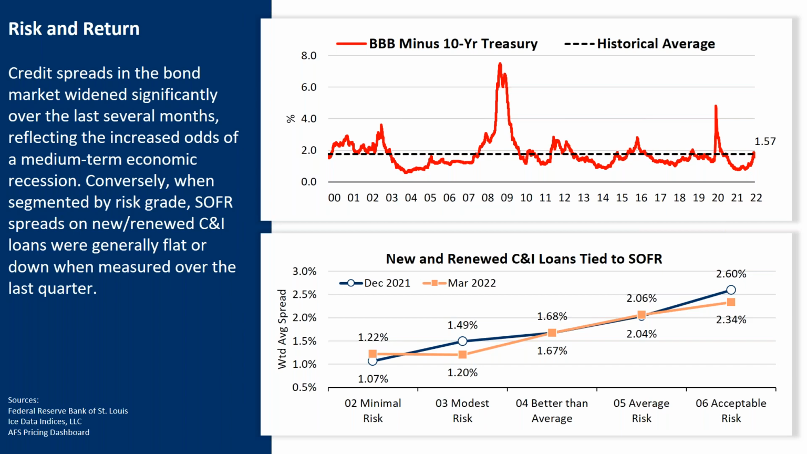And really across the risk spectrum on a quarter over quarter basis, spreads were either only marginally higher or actually down when you stratify it by risk. The only segment to actually see an increase in SOFR spreads quarter over quarter was the best risk band, funnily enough, where it went from 107 to 122 bips.